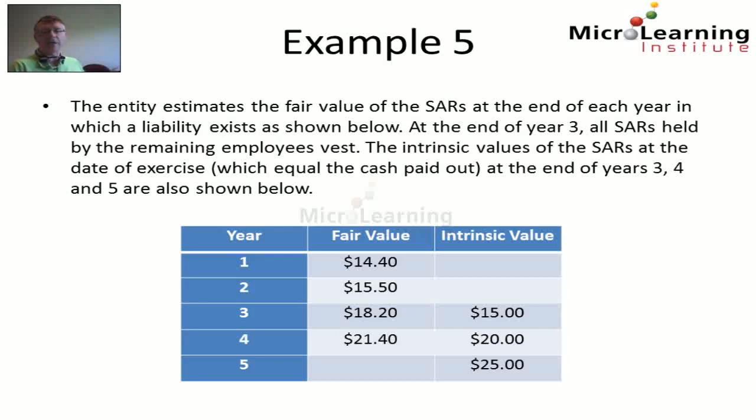in which a liability exists is as per the table here, and at the end of year 3 all SARs held by the remaining employees will vest, and the intrinsic value of the SARs at the date of exercise, which again is equivalent to the amount of cash that we had to pay out at the end of years 3, 4 and 5, is also shown. So here we have a table with the fair value of the SARs and the intrinsic value of the SARs for the 5-year cycle of this question.